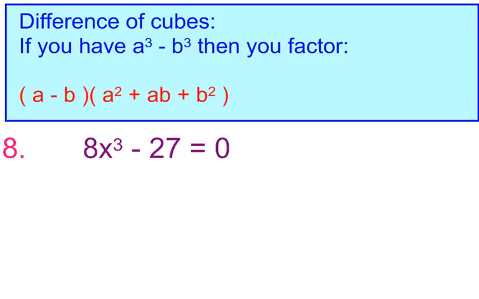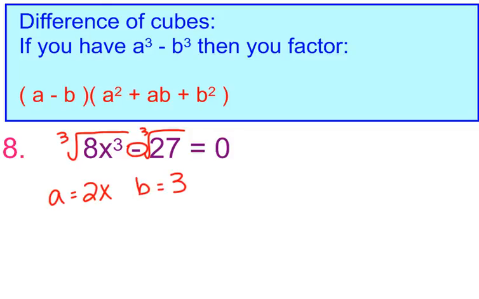Second one we're going to do then, you'll notice the difference of cubes, because I have a minus sign. Same procedure though, I'm going to follow the formula for it. So I'm going to take the cubed root of 8x cubed. So my a value, the cubed root of 8 is 2, the cubed root of x cubed is x. Then I'll take the cubed root of 27, so my b value would be 3. So now I'm going to plug this into my formula that's given to me.